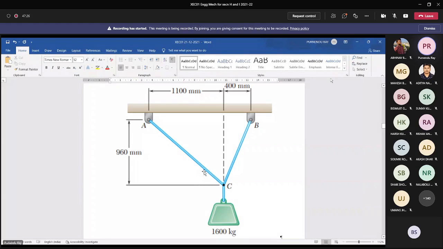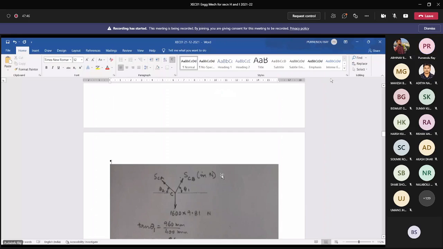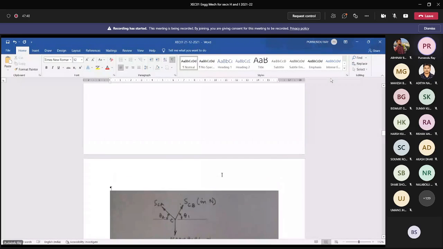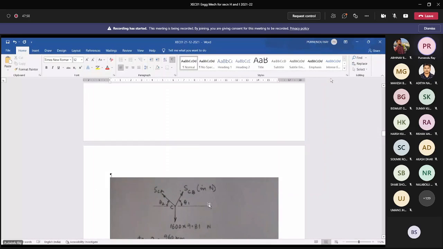You can find it in terms of tan theta. If it is theta 1, tan theta 1 will be 960 millimeter divided by 400 millimeter. If this angle is theta 2, not in the formal sense of angle measured from the positive x direction horizontal towards the right, but in simple geometry, then tan theta 2 is equal to 960 divided by 1100, which is 0.87. Okay, we'll check it later.